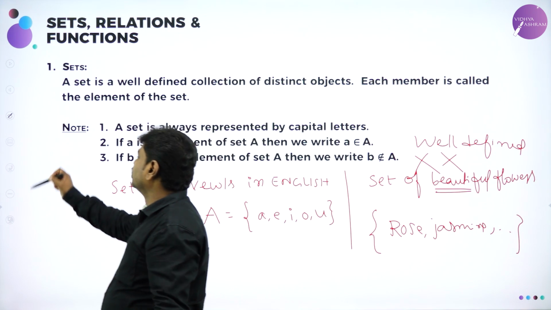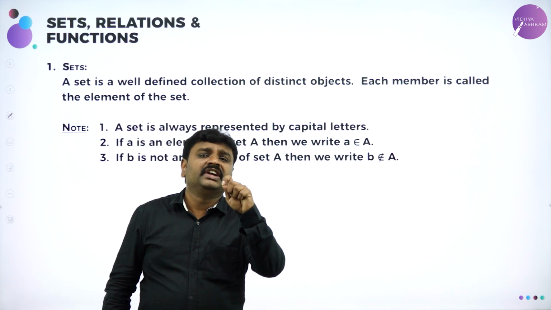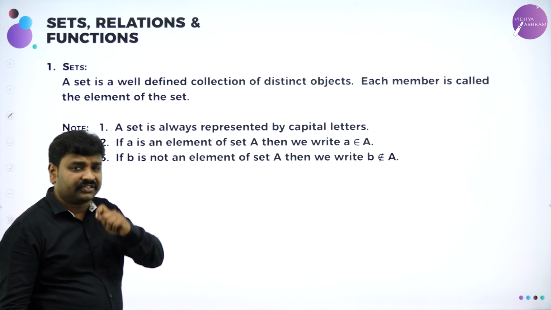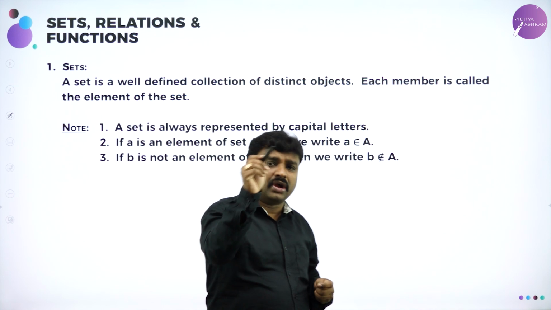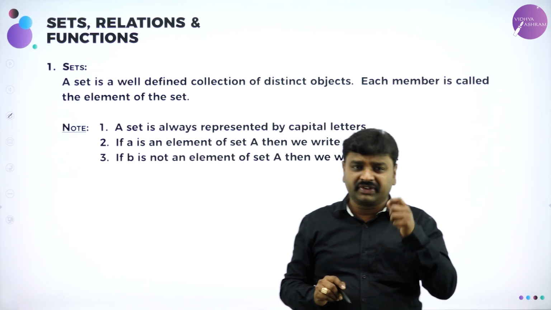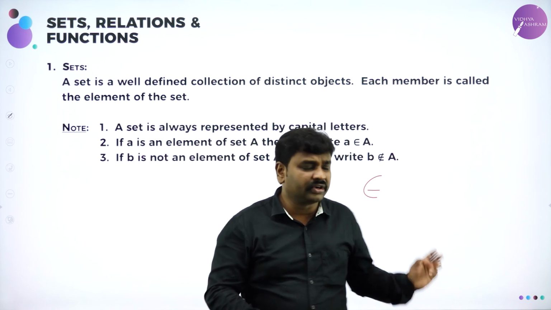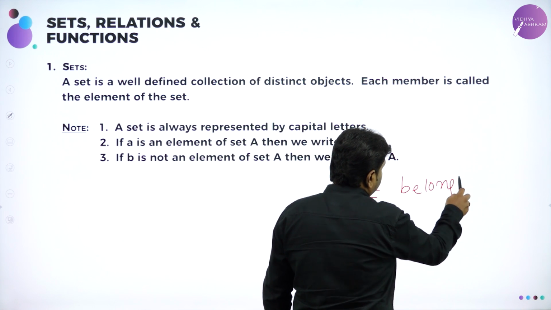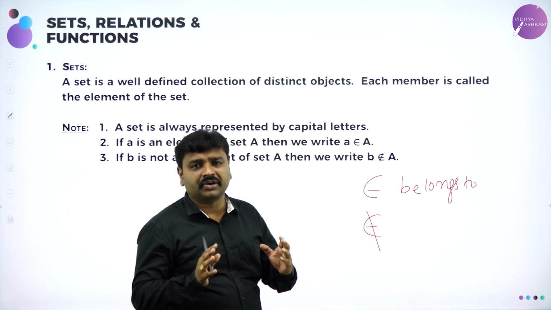Okay, coming back to this. Now I told you what is a set. A set is a collection of well-defined distinct objects. We always write a set using capital letters, and the members of a set we call elements. If an element is present in the set, we say belongs to. If it's not present in the set, we say does not belong to. Now, my dear students, how to read this? We read this as belongs to. And how to read this? We read this as does not belong to.